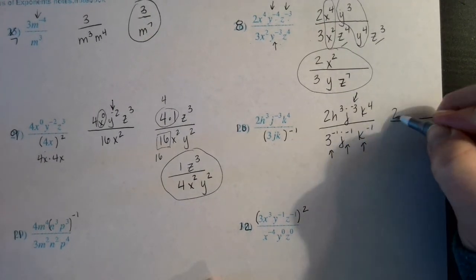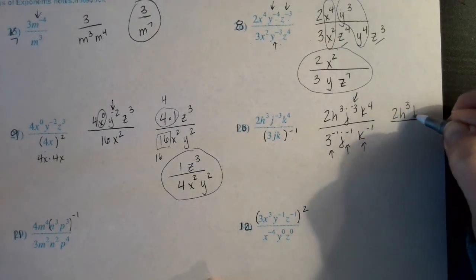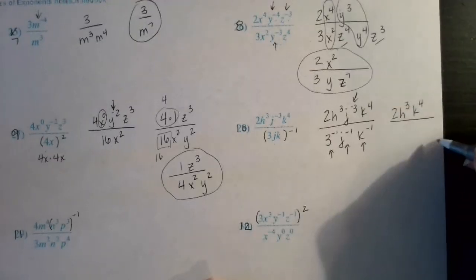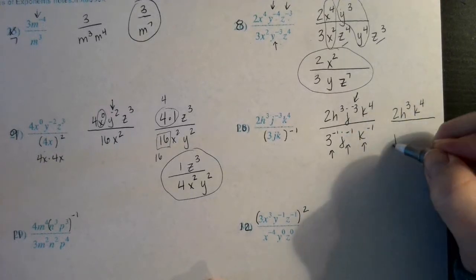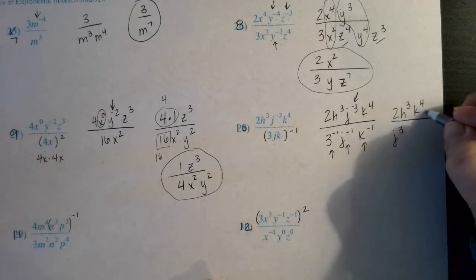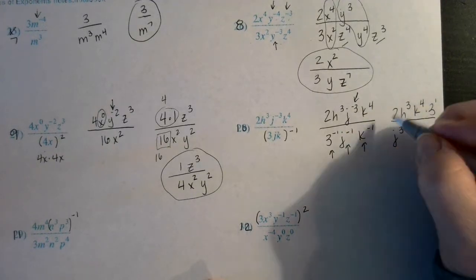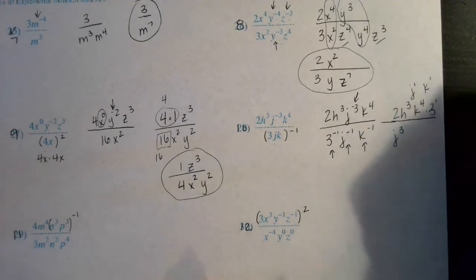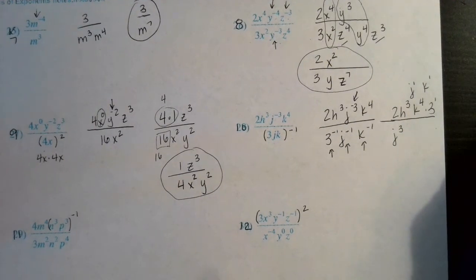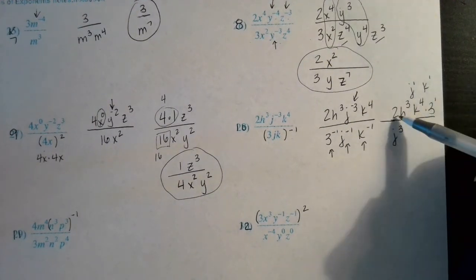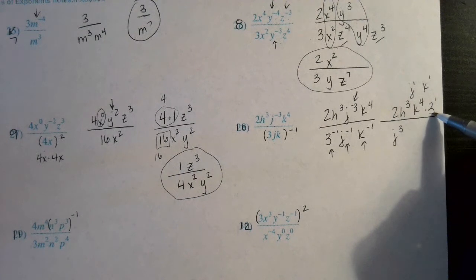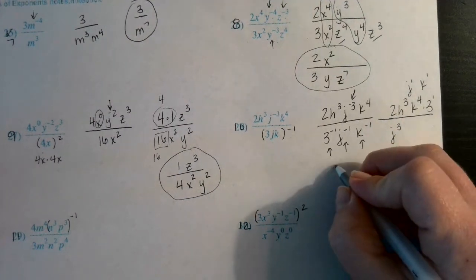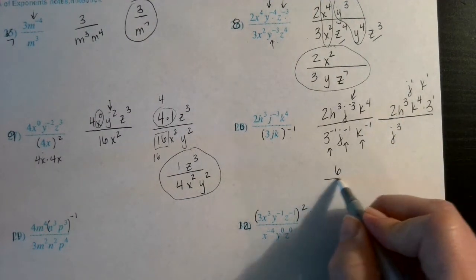So my 2, h to the third, k to the fourth is going to stay. This j to the third is going to move to the bottom. This 3 to the first is going to move to the top. I ran out of room. My j to the first and my k to the first are going to move to the top. It's a little messy. All right, so looking at my coefficients, 3 to the first is just 3 times 2. So in my numerator, I have a coefficient of 6.